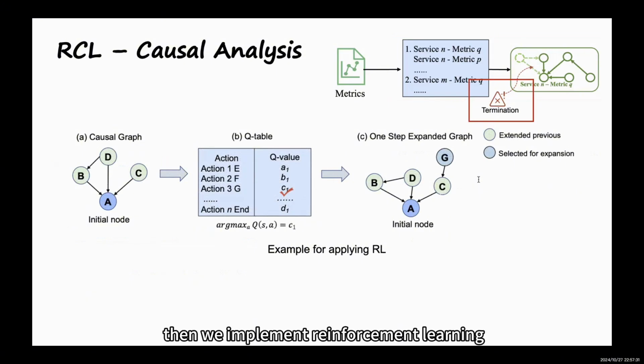Then we implement reinforcement learning. The initial node is A and nodes E, F, and G are potential expansion nodes of the graph. Each possible action, expanding to a certain node or ending, has a corresponding Q-value. We should select the action with the highest Q-value. In this example, action 3 is selected because it has the highest Q-value. So node G is added to the causal graph, and we calculate the reward.